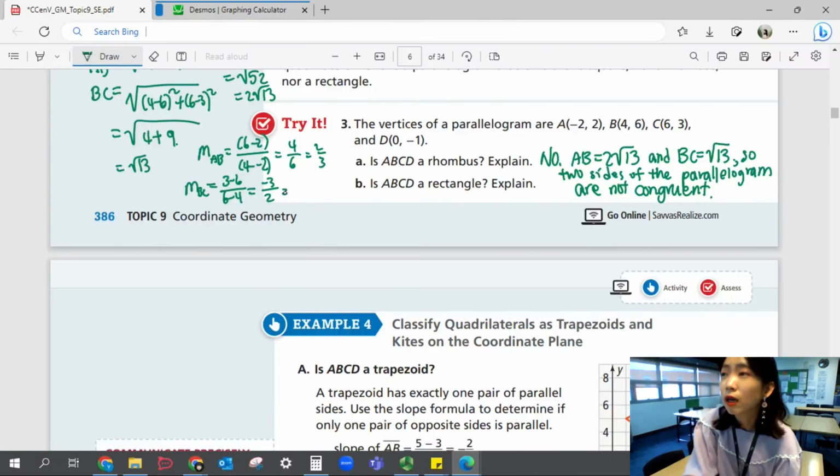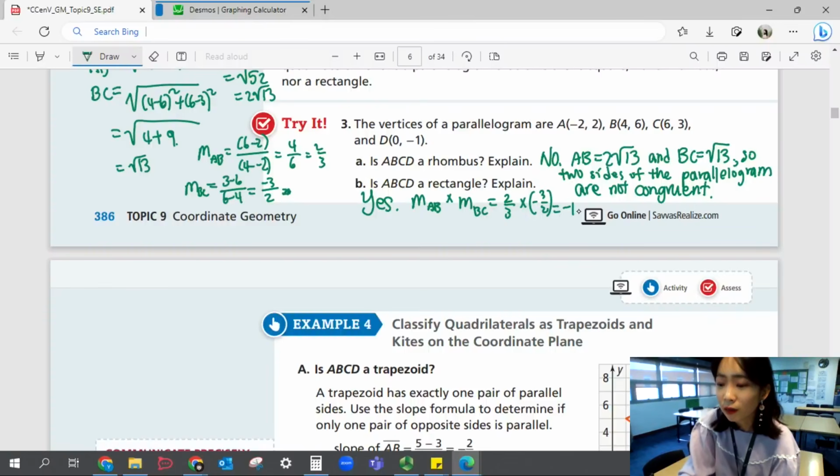So, yeah. They are opposite reciprocals. If you multiply them, they will be a product of negative 1. So they are perpendicular. So the slopes are perpendicular. So part B, it is a rectangle. Yes. Slope of AB times slope of BC is equal to 2 over 3 times negative 3 over 2, which is equal to negative 1.